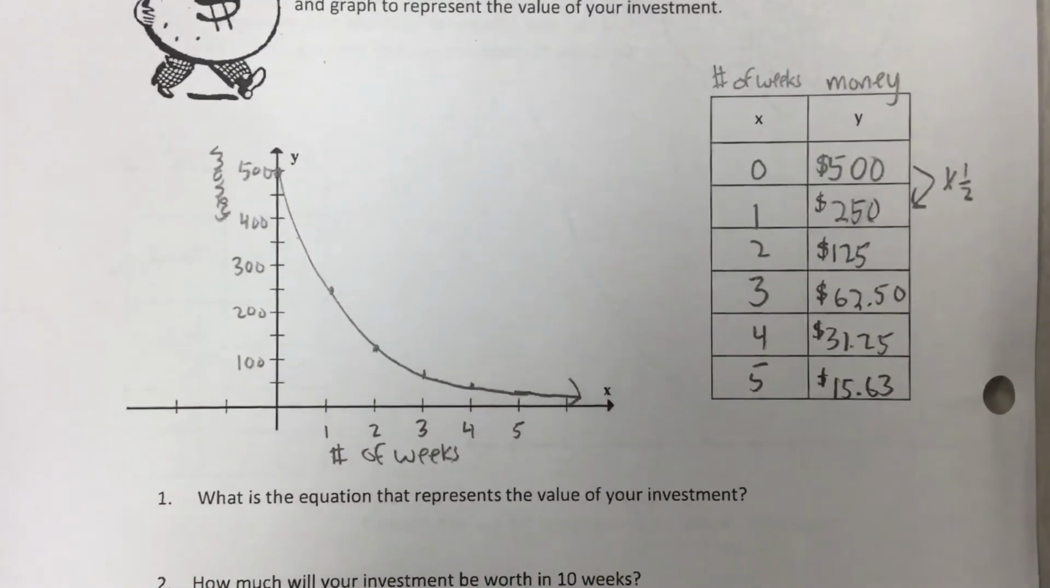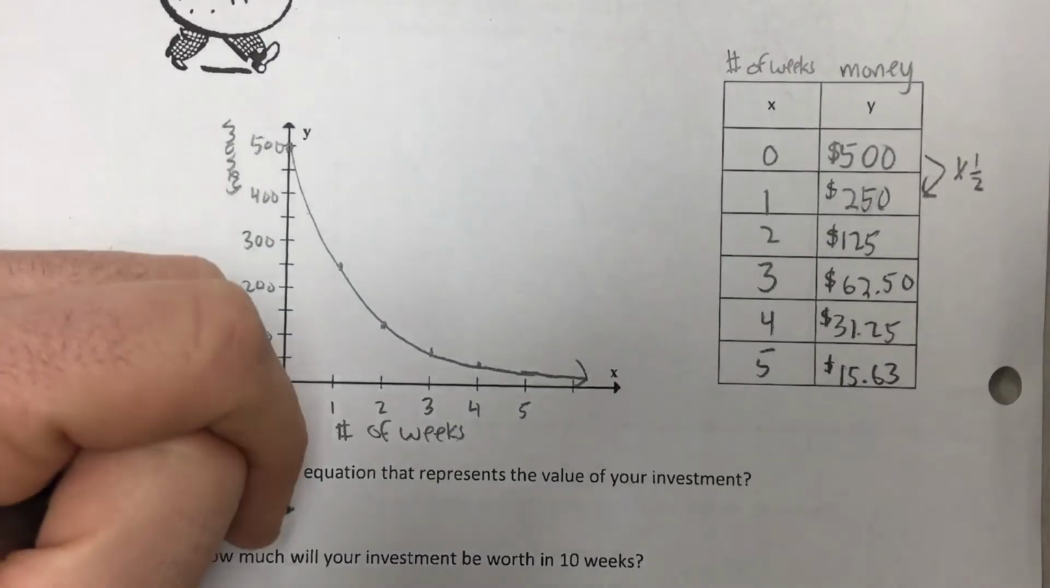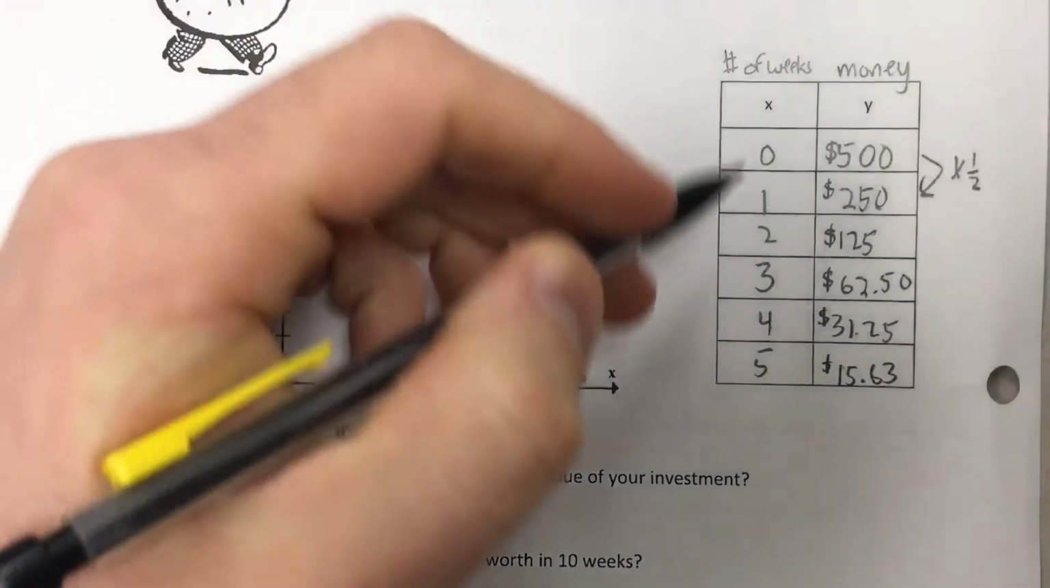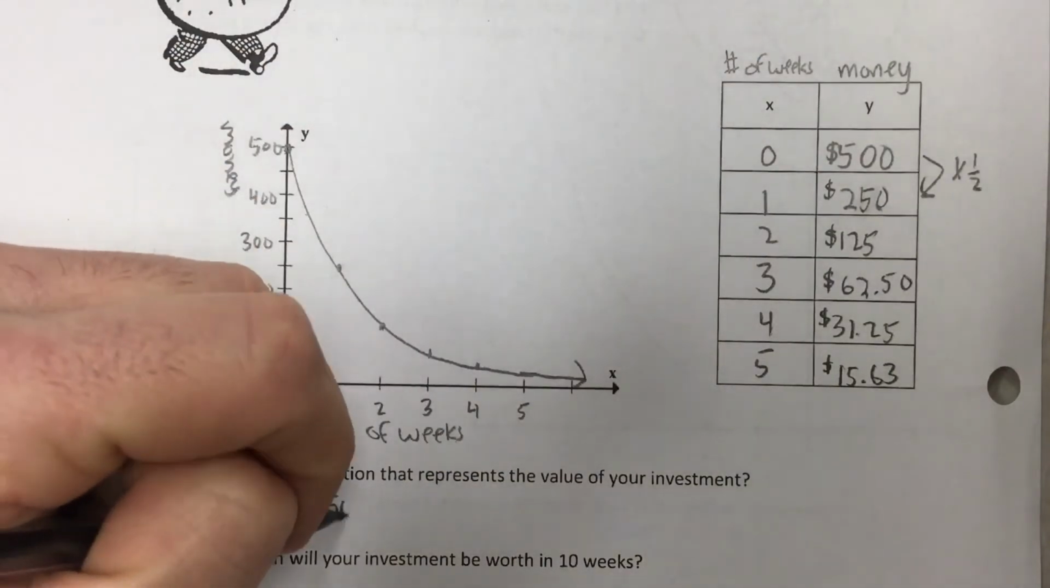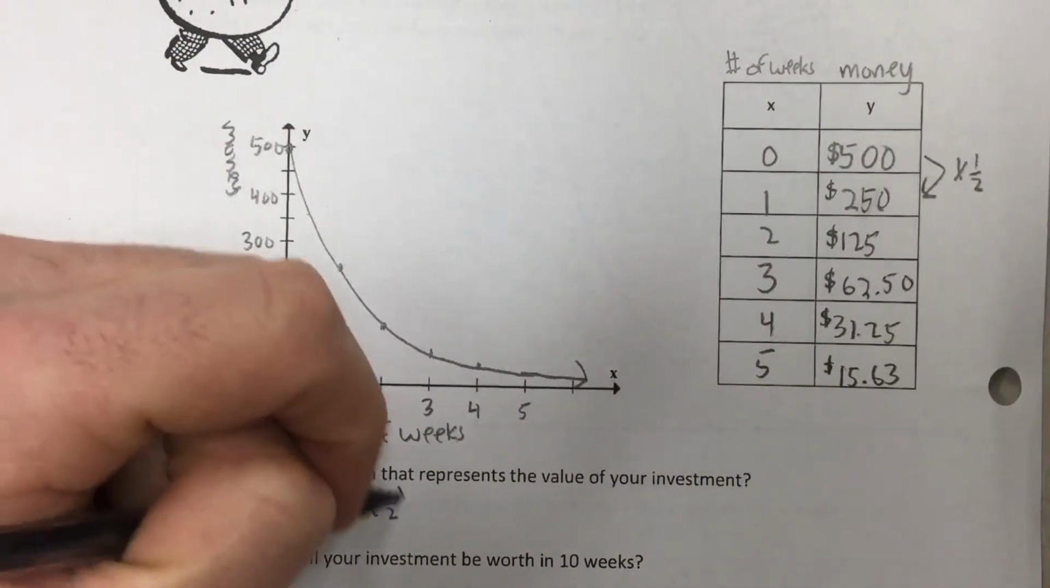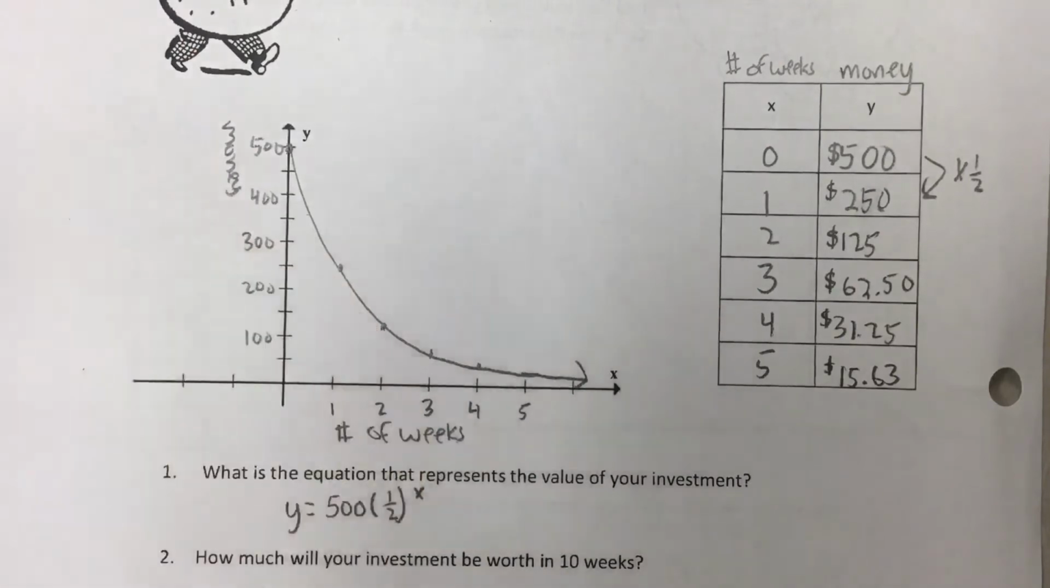So then it's going to say, what is the equation that represents the value? So again, it has to be that initial value times your multiplier. Here, our initial value is 500. Our multiplier is 1/2, and it's to the x power.